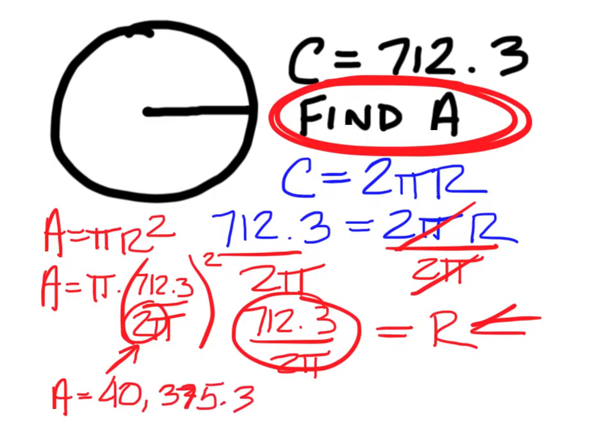And here's how you type it in the calculator. You want pi first, and then times, left hand parenthesis, 712.3, divide, left hand parenthesis, 2 pi, right hand parenthesis, and then another one, and then a square symbol at the end.